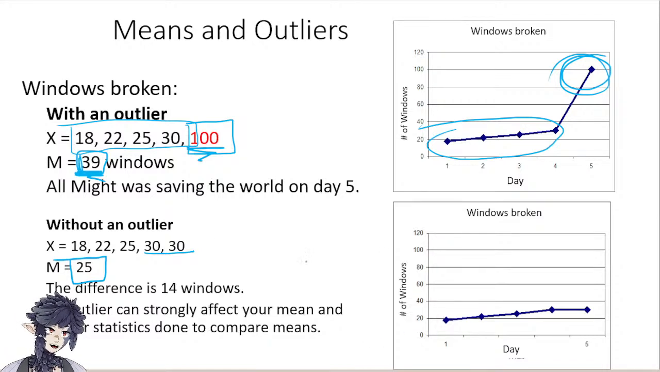But yeah, by just getting rid of that outlier, by normalizing that outlier down to the second highest score in the data set, we lower the average numbers of windows broken by a full 14 windows a day. That outlier was making a huge impact on the result. So that's one of the problems with the mean. If you have an outlier, your mean is no longer going to be a good representation of the rest of your data because that outlier is going to heavily affect it.